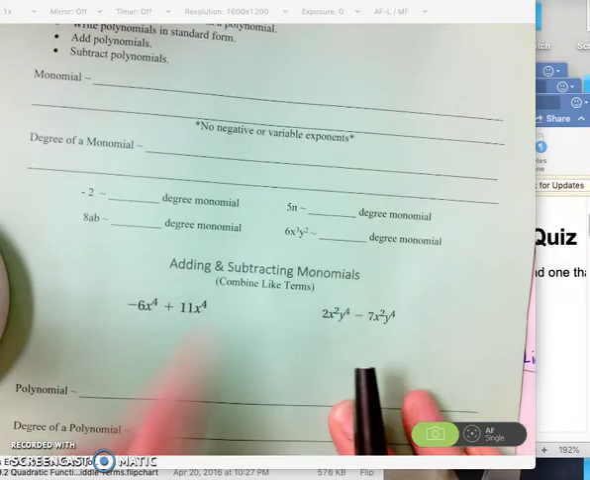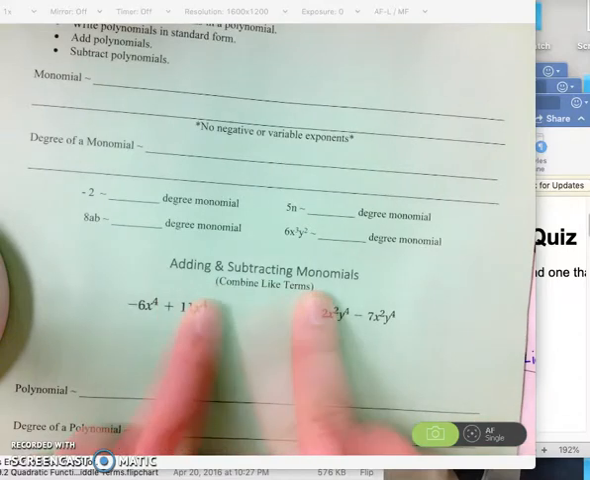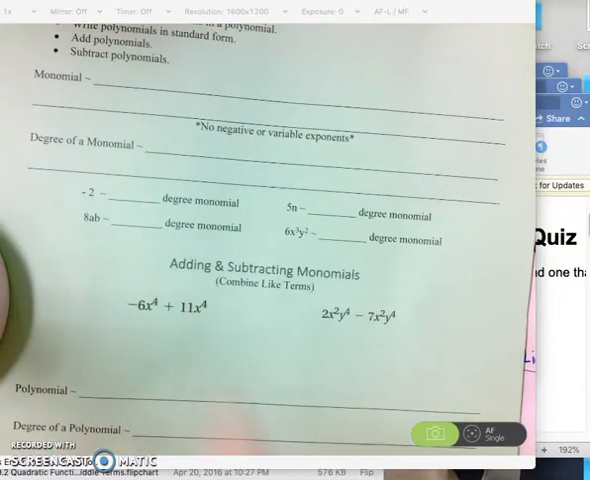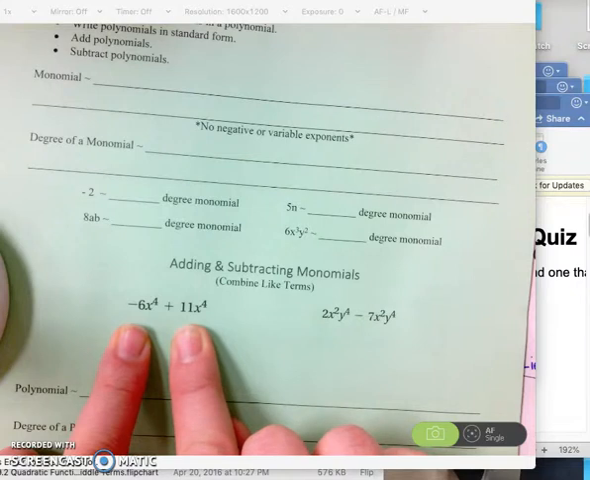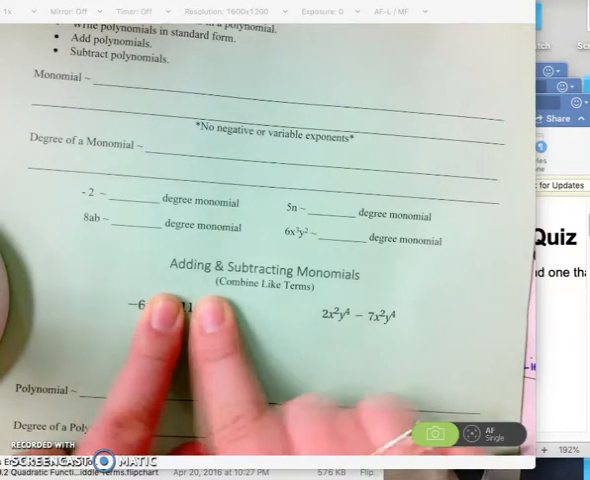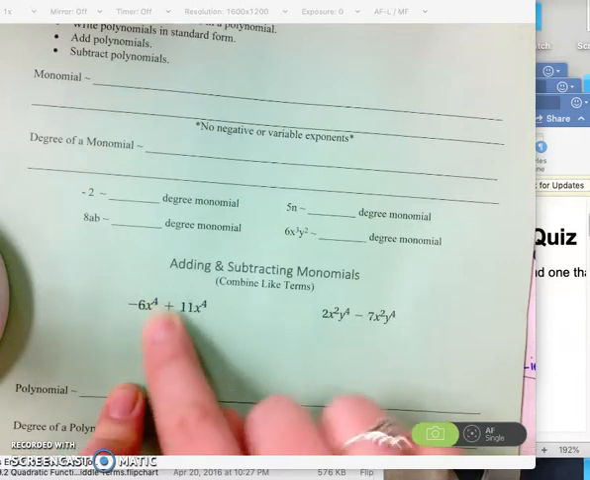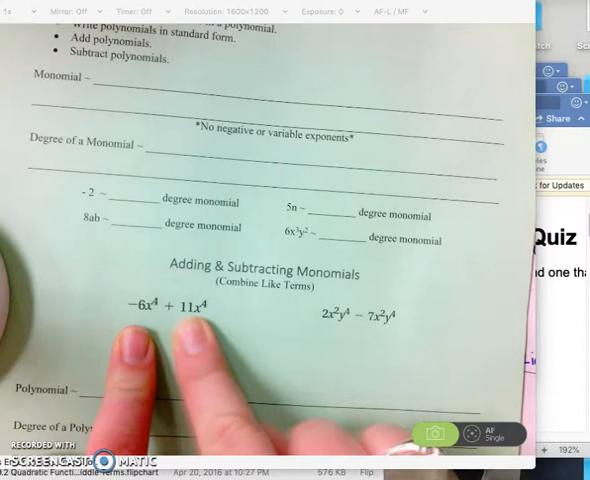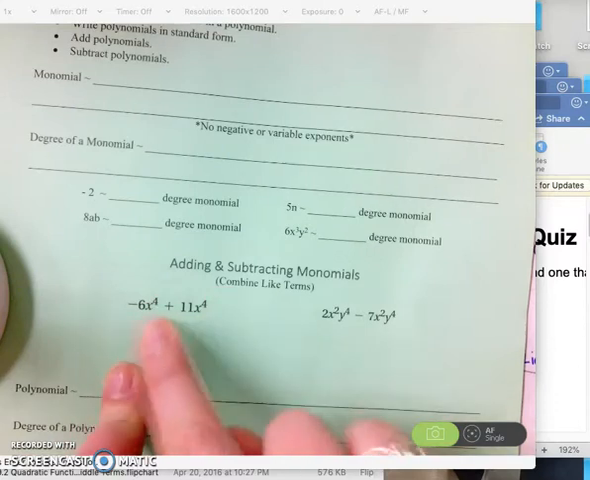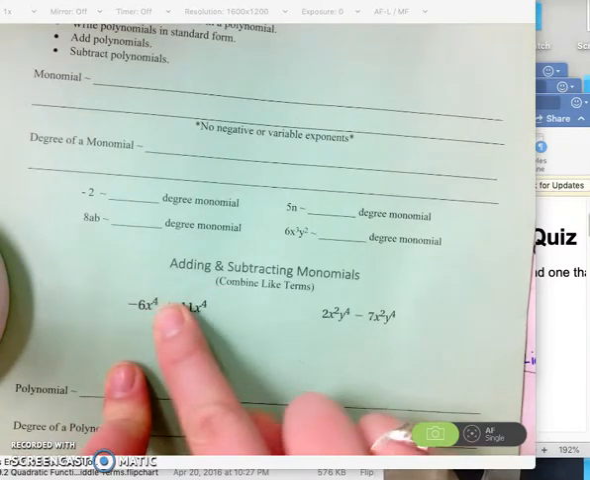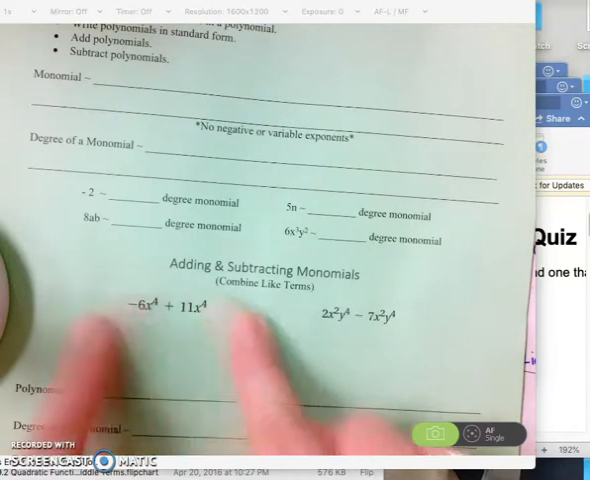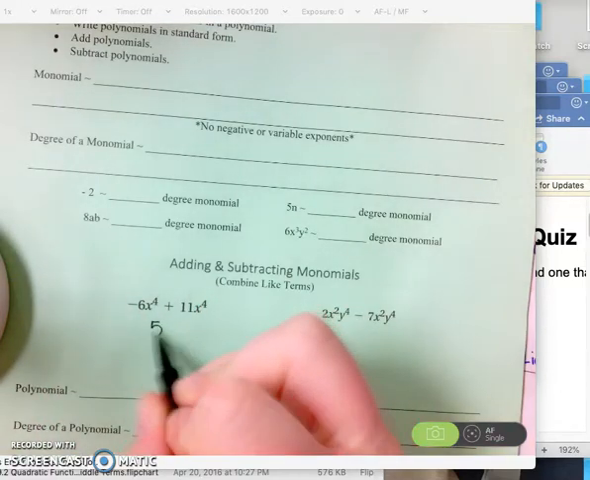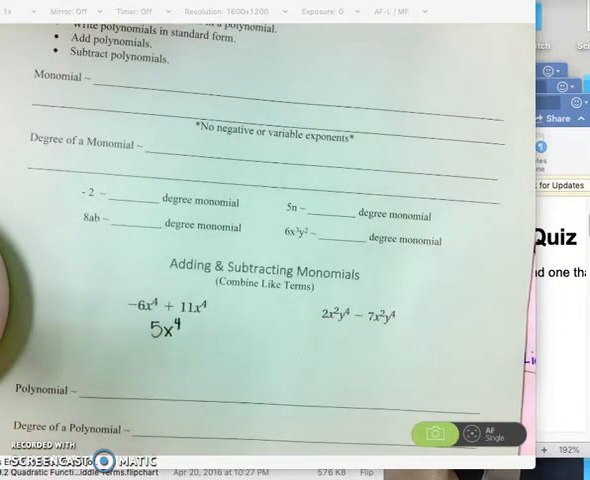And then remember when adding and subtracting monomials, or combining like terms, you're just going to combine their coefficients. So -6 plus 11 x to the 4th, just think of it as apples. So I have -6 apples plus 11 apples. If it's the same letter raised to the same power, they're like terms. So then add them together and you get 5x to the 4th.